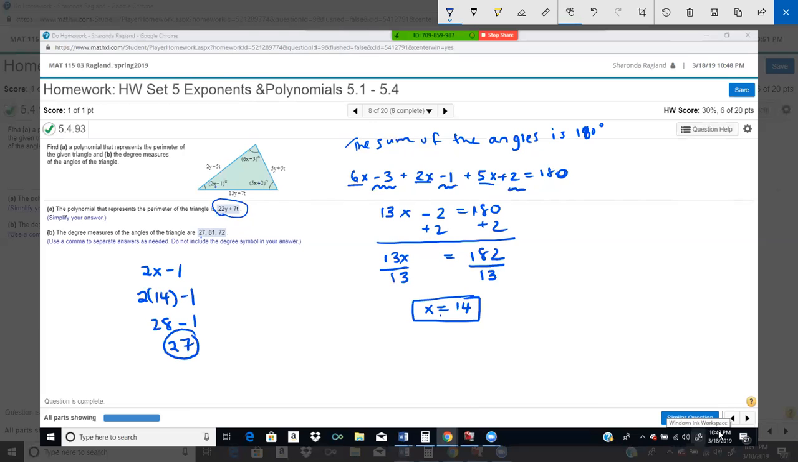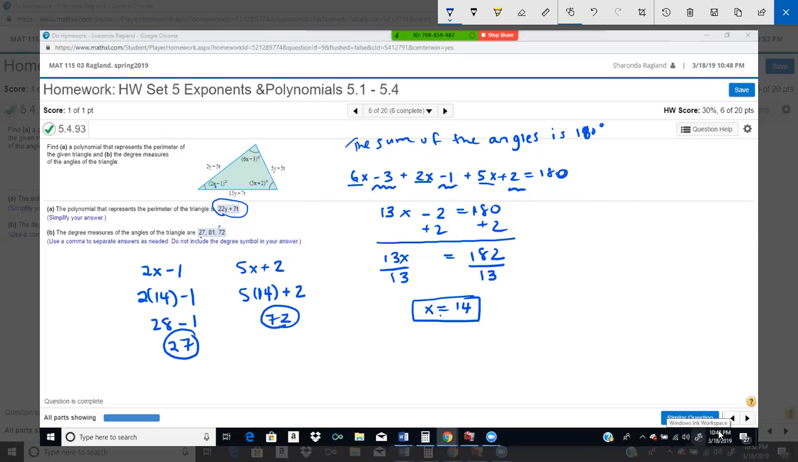And then you do the same thing for this angle. Plug in 14 for x. So that's 5 times 14, and then plus 2. So 5 times 14, 70 plus 2 is 72. Okay, so that's where you get this.